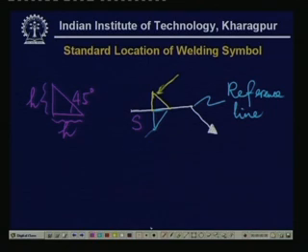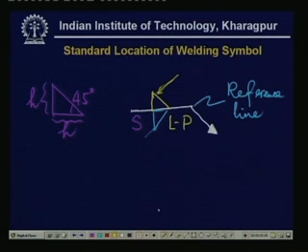Then here we give other specifications, that is, we specify the length of the welded and the unwelded parts. There may be cases where intermittent welding is given. So, we have to specify exactly how much part will be welded and how much will be left unwelded. All this information is to be provided here.